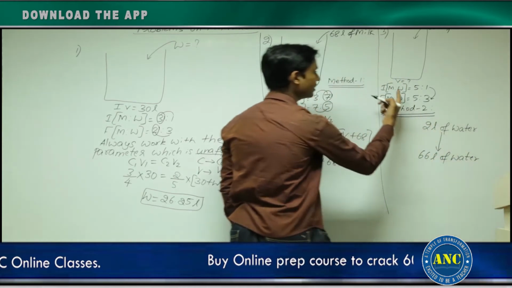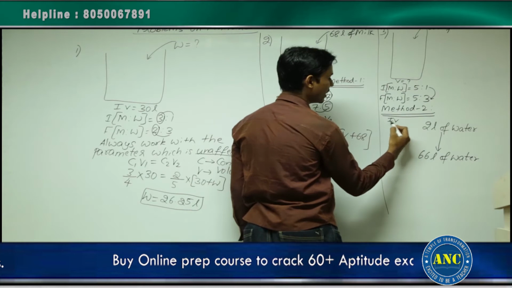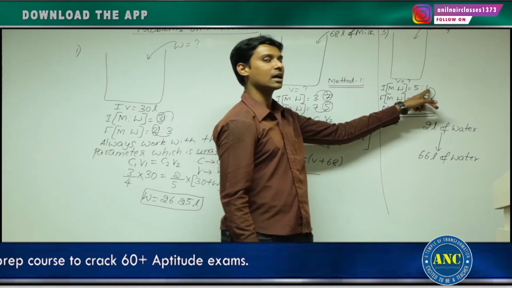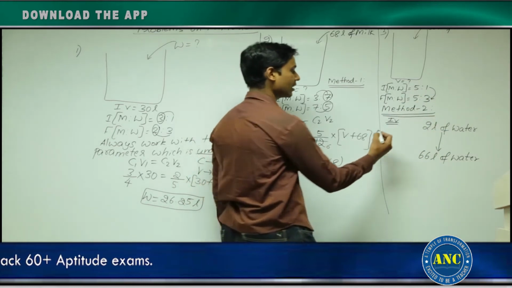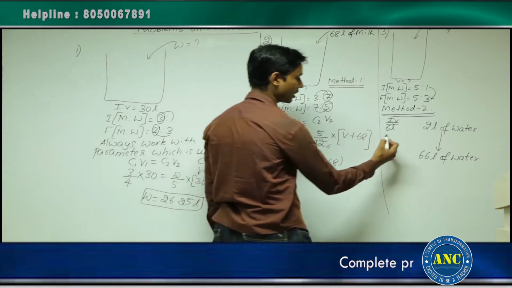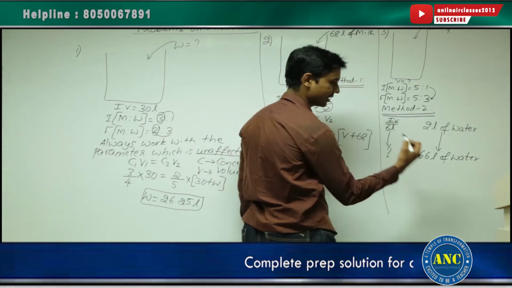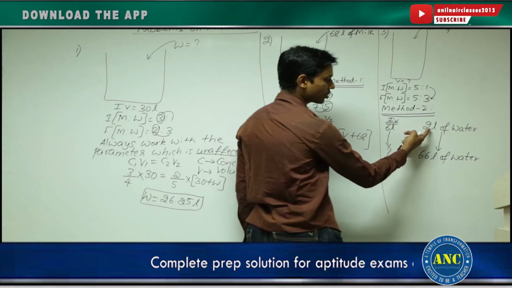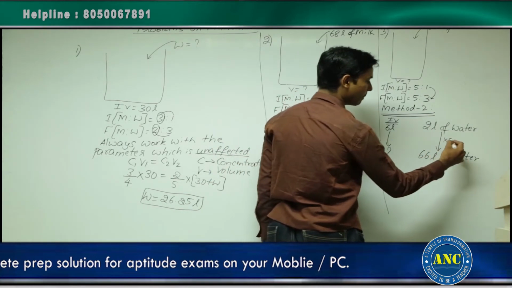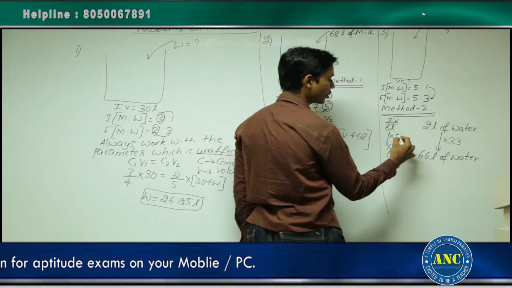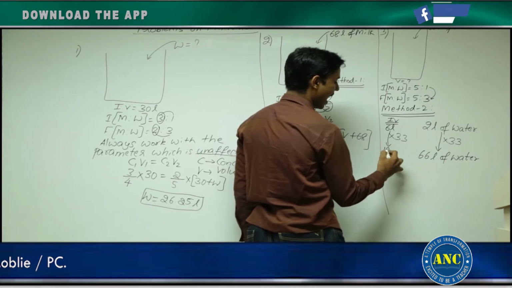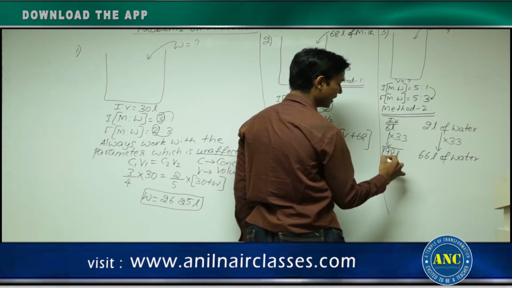Now, they are asking what is the initial volume. According to the ratio, initial volume is 5 liters of milk and 1 liter of water. Totally 6 liters of solution. According to the question, 2 liters of water is becoming 66 liters of water. 2 is becoming 66. Multiply by 33. 6 also multiply by 33. 6 into 33 is 198. Answer for this question is 198 liters.